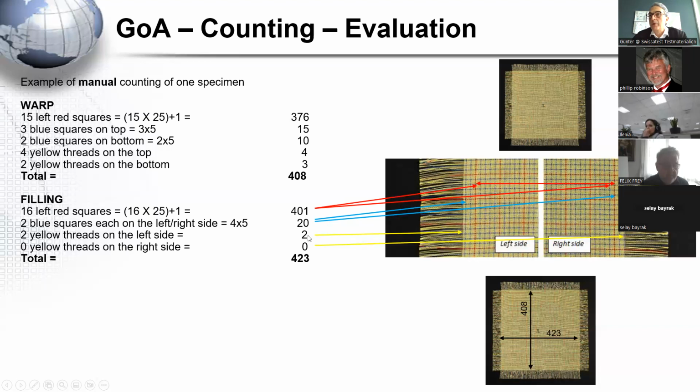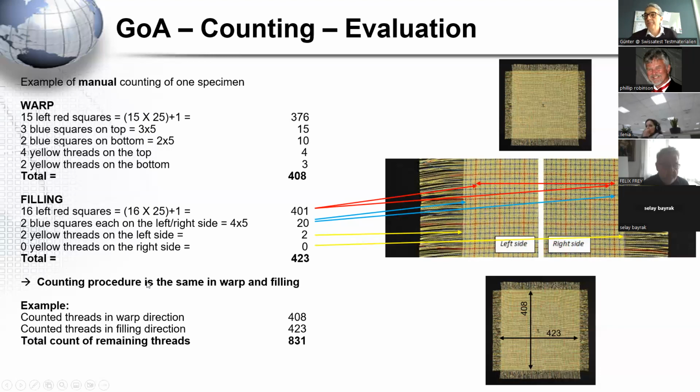So you have two numbers. One is in warp in length direction, and one is in filling in the width direction. And then you have to add these two numbers. Means 408 and the 423 makes 831 remaining threads in this business. Here you can see also 408 in warp, 423 makes a total of 831.